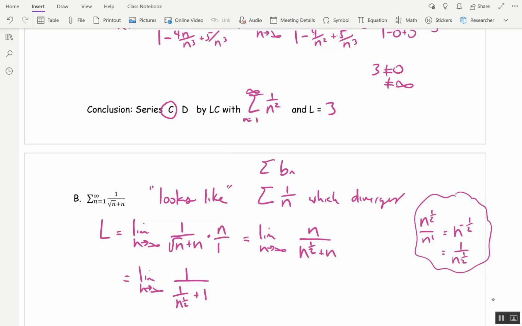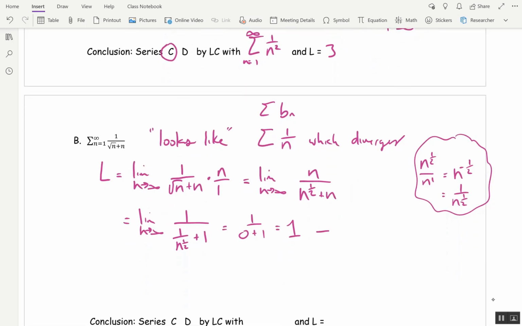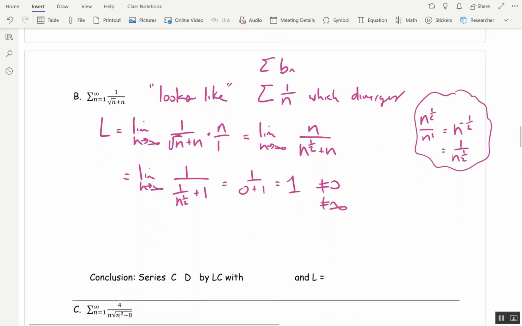Okay, now I can take the limit. I get 1 over 0 plus 1, which is 1. The only significance of 1 is that it's not 0 and it's not infinity. So my series must diverge because the series I compared it with diverges. So this guy diverges by limit comparison with the sum n equals 1 to infinity of 1 over n and L equal to 1.